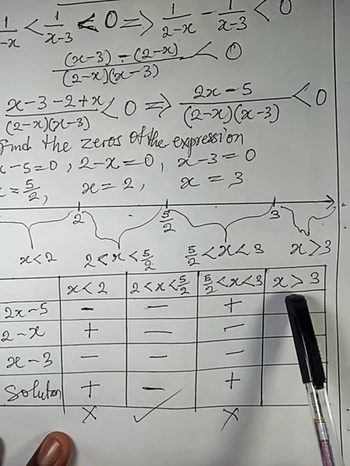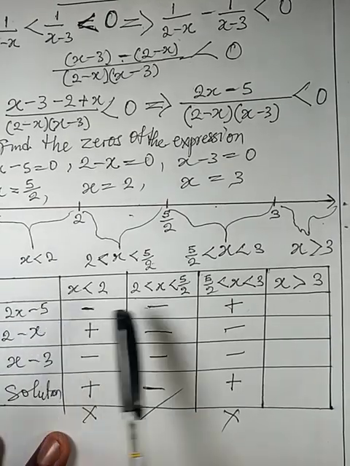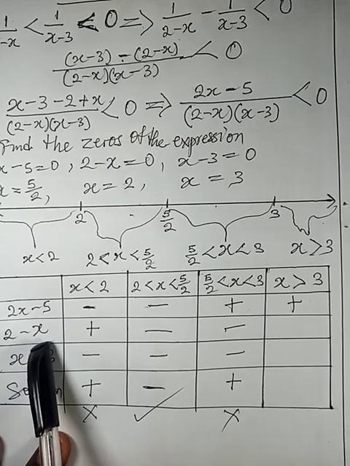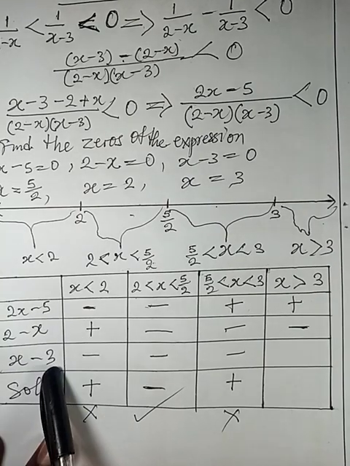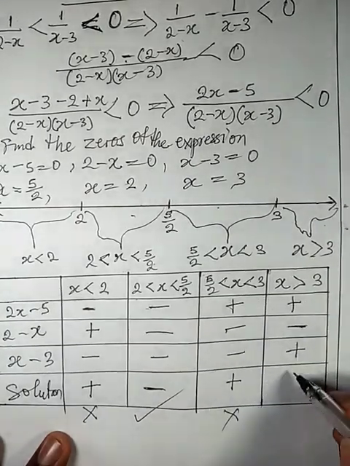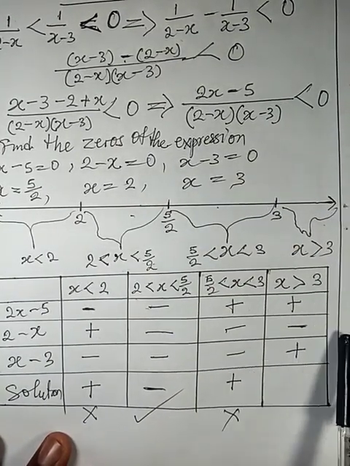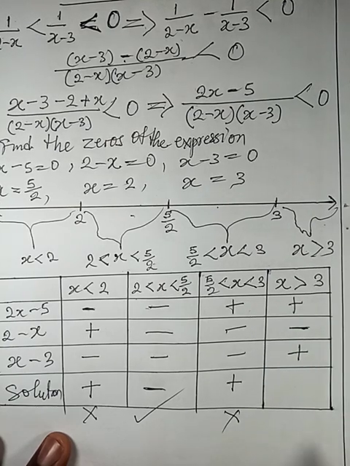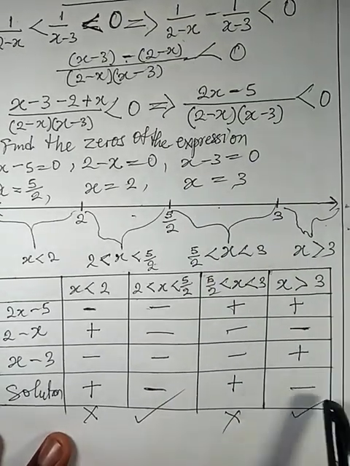Now this interval, x is greater than 3. So let's pick 4. 2 times 4 minus 5, this is positive. 2 minus 4 will give me a negative number. 4 minus 3 will give me a positive. Multiplying all this, as you have here, that's this divided by this will give me negative. Negative times positive will also give me negative. So this is telling me that this is less than 0, this is a negative number.